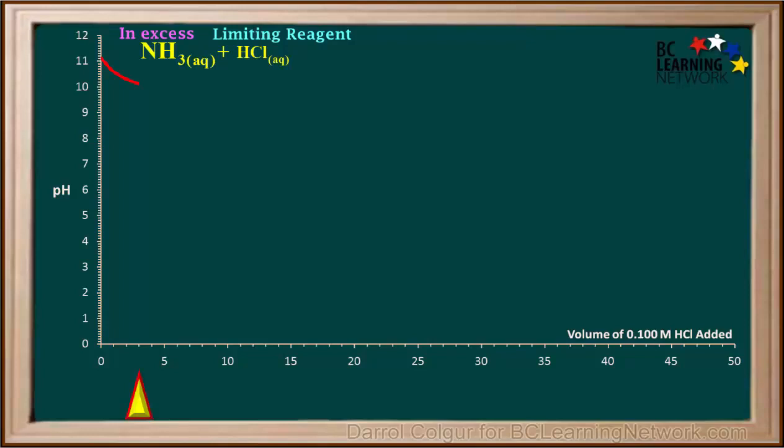From 3 milliliters to 24 milliliters of HCl added, the NH3 is in excess and the HCl is the limiting reagent. The limiting reagent, HCl, will react with some of the excess NH3 to form some NH4+ and Cl-. Because the HCl is the limiting reagent, it will all be used up. And Cl- is a spectator, so it does not affect pH, so we'll discard its formula.